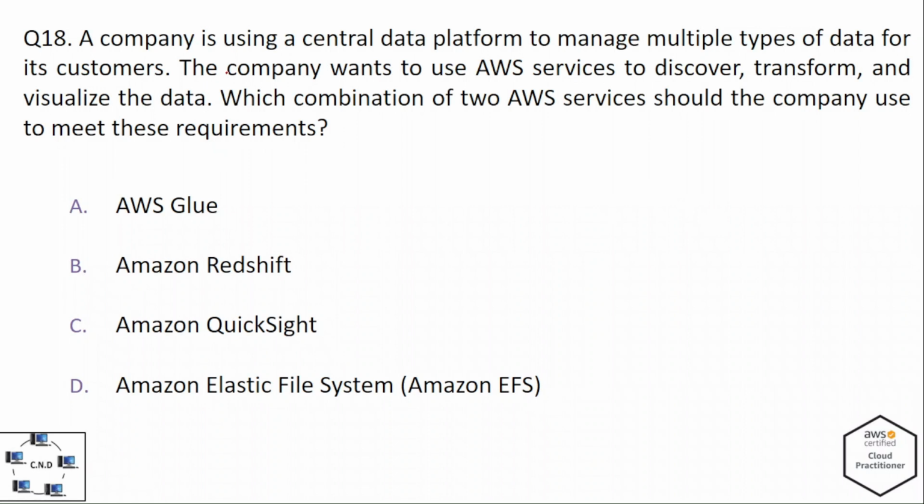Question number 18 is, a company is using a central data platform to manage multiple types of data for its customers. The company wants to use AWS services to discover, transform, and visualize the data. Which combination of two AWS services should the company use to meet these requirements? The options are A. AWS Glue, B. Amazon Redshift, C. Amazon QuickSight, and D. Amazon Elastic File System, that is Amazon EFS.